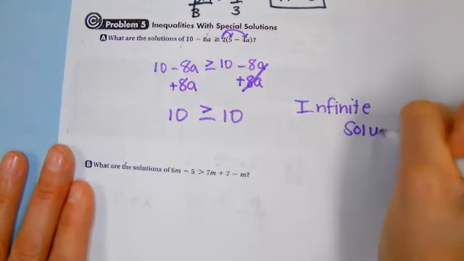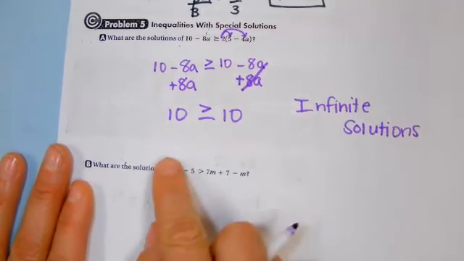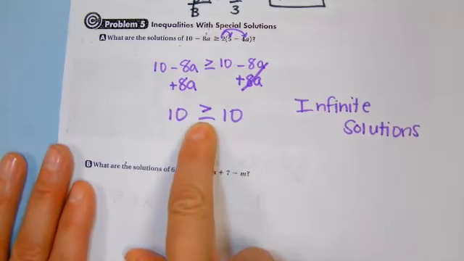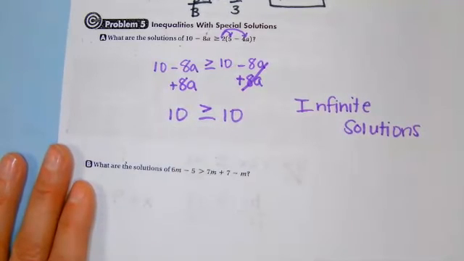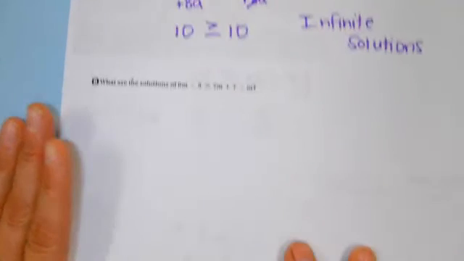Sometimes they would say all real numbers here as well, okay? If this had been 10 is greater than 10 at the end that didn't have the or equal to, then it would have been no solution. So there's a fine line between an infinite and a no solution sometimes. Okay, let's look at this one.